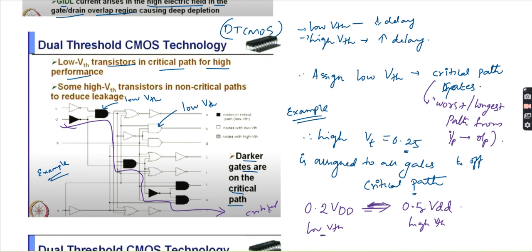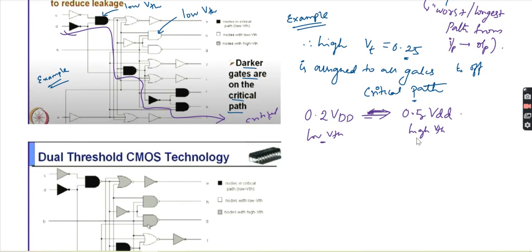Now what we will do is increase the threshold voltage. Increase the high VT to 0.96. Okay, 0.96 is assigned.